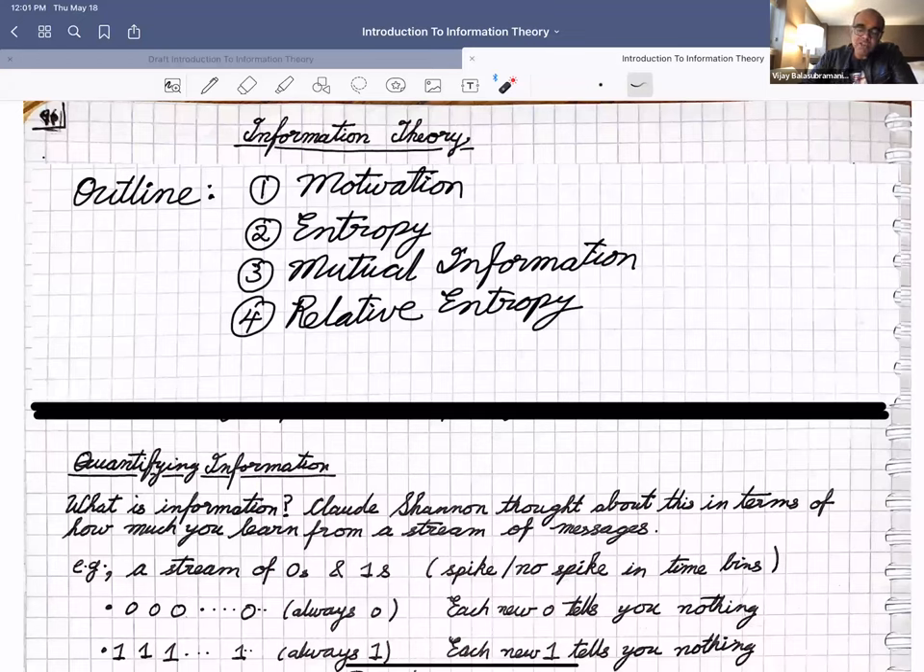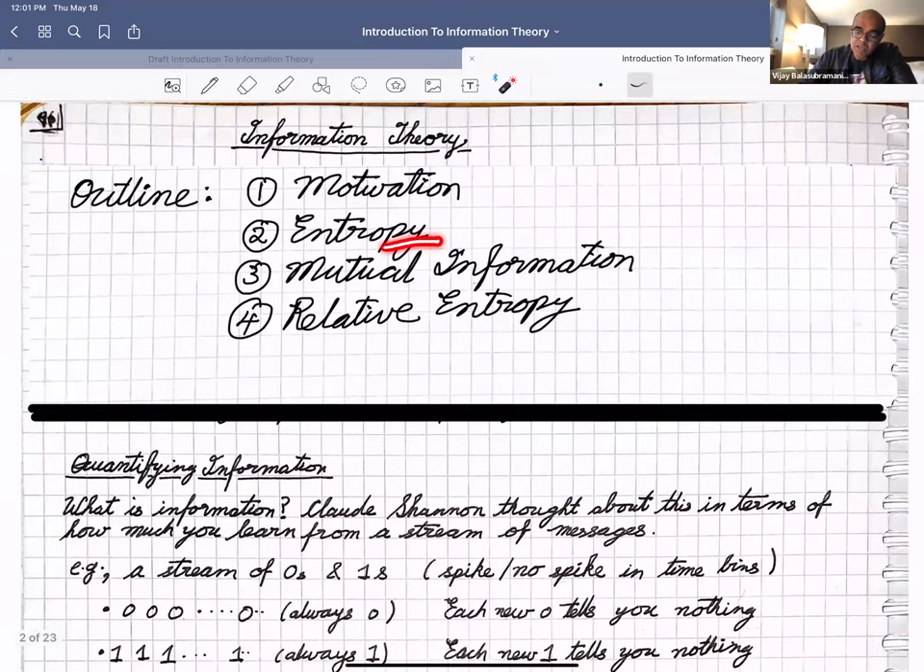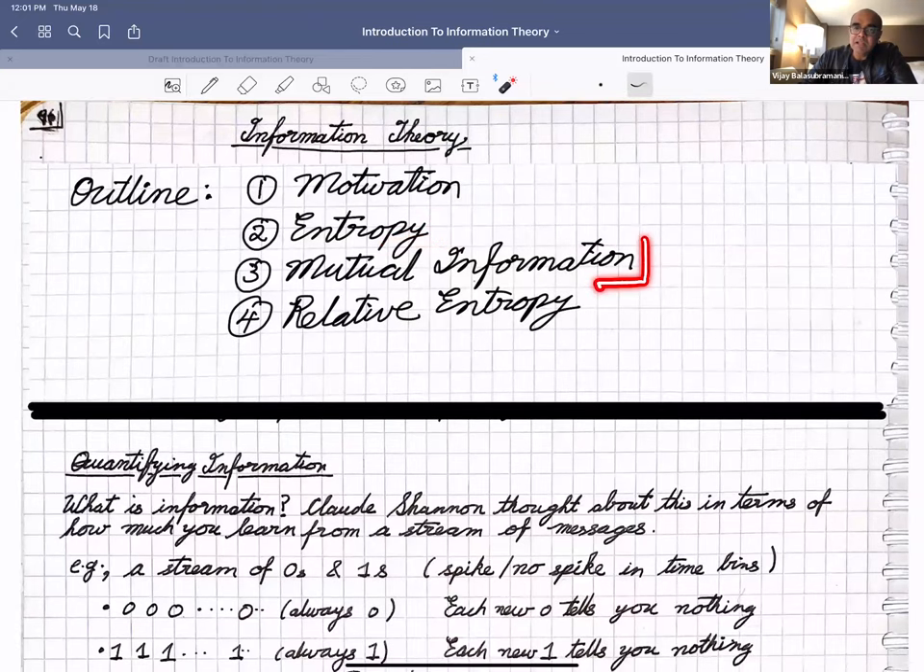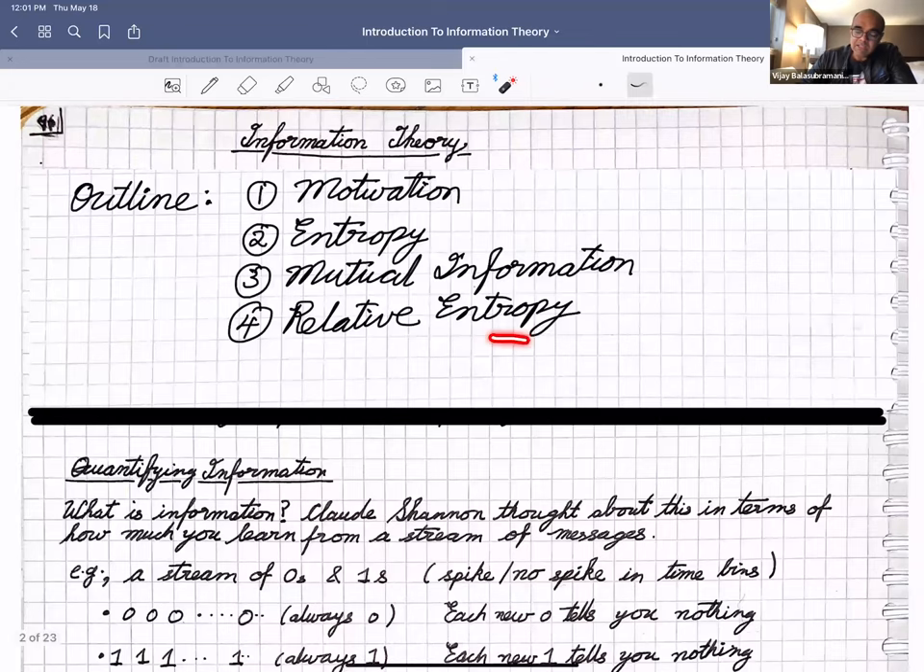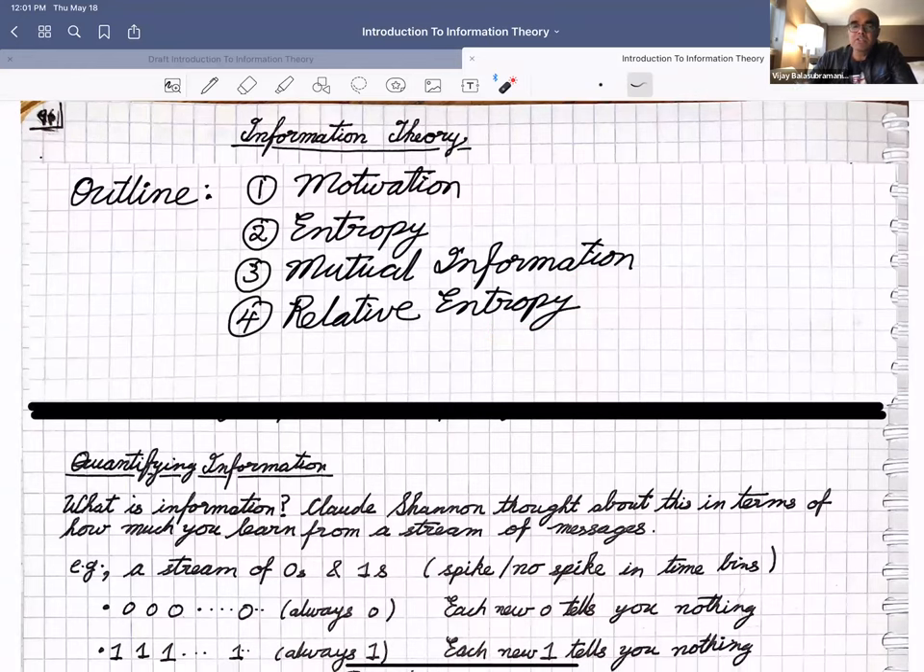So this lecture consists of four parts. There will be a very short motivation for what we're trying to do. Then I will discuss the notion of entropy, which takes the role of the basic quantification of what we call information in information theory and is related to entropy in statistical physics. Then I will discuss the notion of mutual information, which is a concept that discusses how much information one variable gives you about another, a very important concept in this topic. And finally, I'll discuss the concept of relative entropy, which is a kind of entropic or information theoretic measure of the difference between probability distributions.